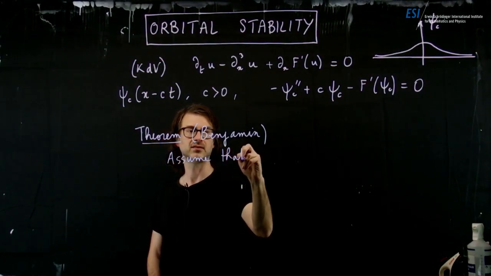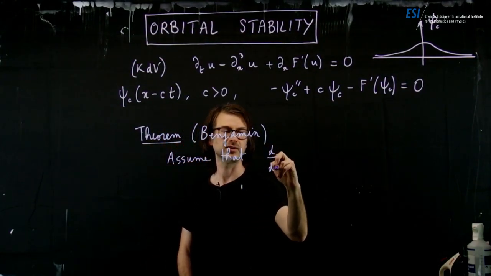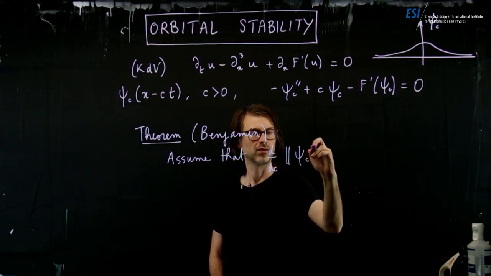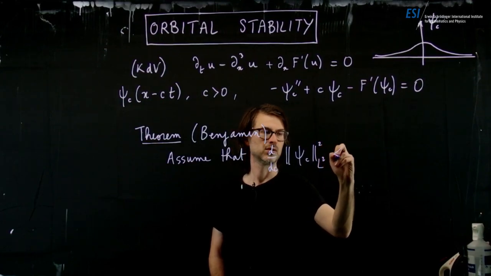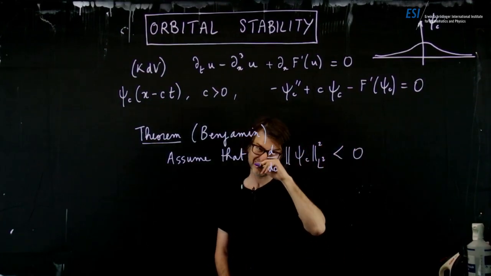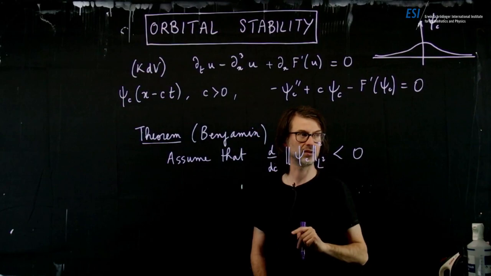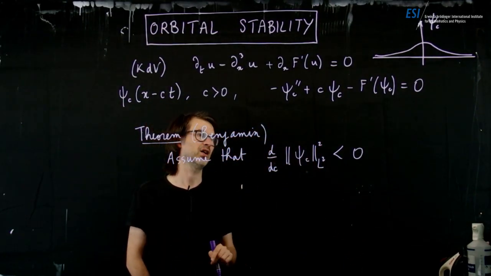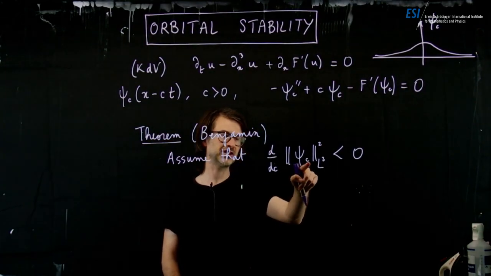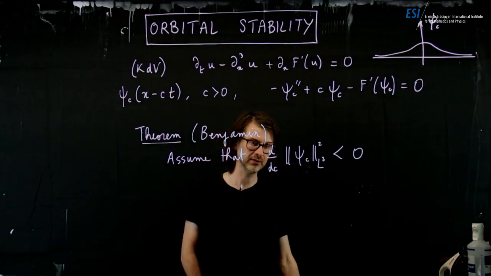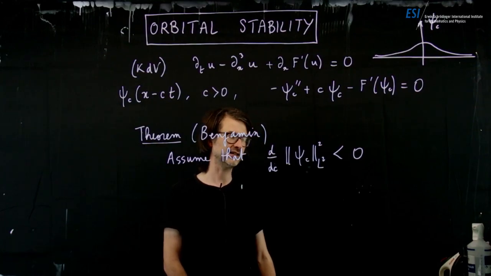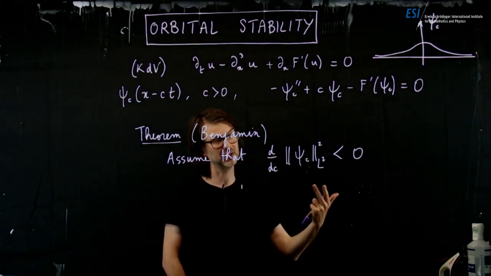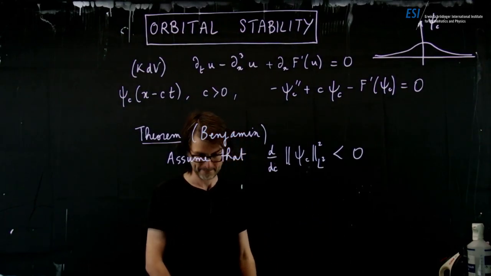Assume that d over dc... Okay, so this measures the L2 norm squared, so the mass of the soliton as a function of c, which is the propagation speed, and you're asking that this decreases as the speed increases. Okay.